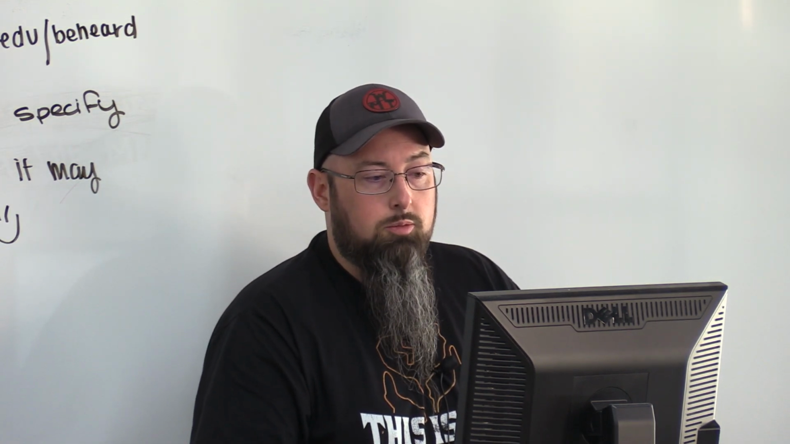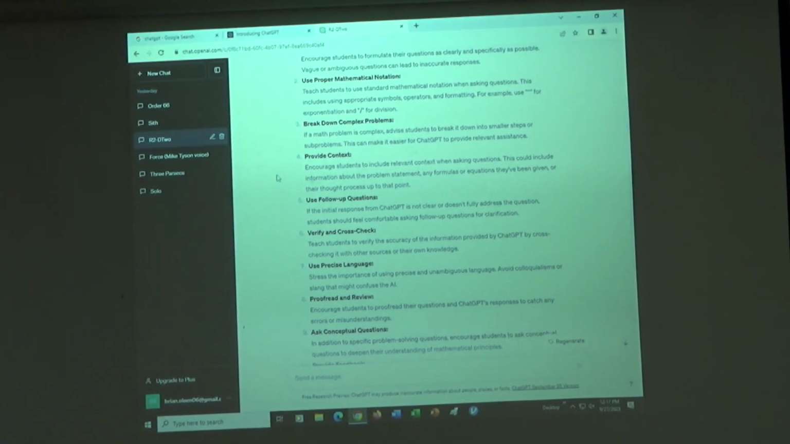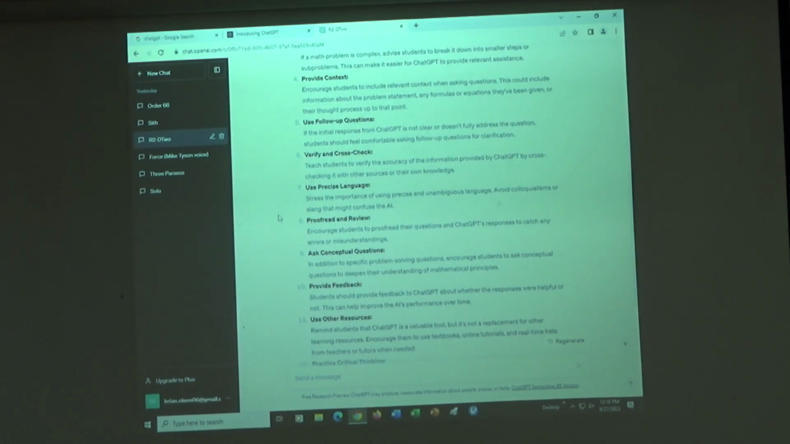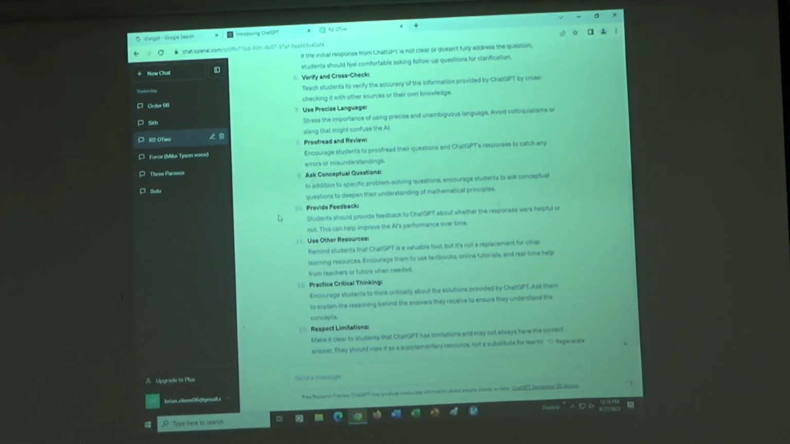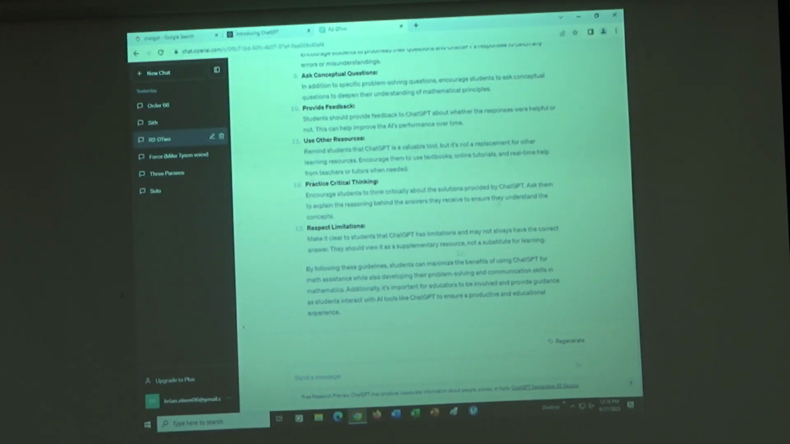Break down the complex problems. If it's a very long problem and you're just having troubles with a certain part, just provide that part. Context, ask questions. It might sound kind of weird at first, but it's an AI and you can talk to it and it will talk back to you. And then this kind of just gets repetitive after a while, asking questions. And this last one though, respect the limitations.